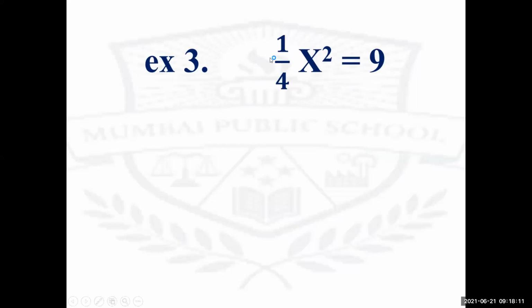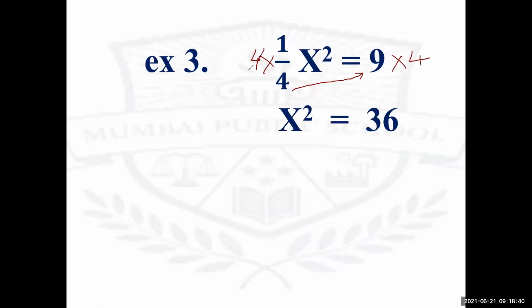Now here, 4 in the denominator will go to the numerator. Or simply, as 4 is in the denominator, we'll multiply both the sides by 4. Understood? So 4 and 4 are going to get cancelled, and 9 into 4 is going to become 36. So you have got x square equals 36.